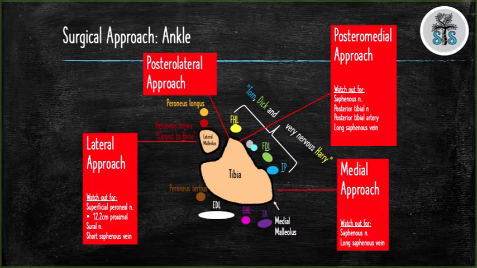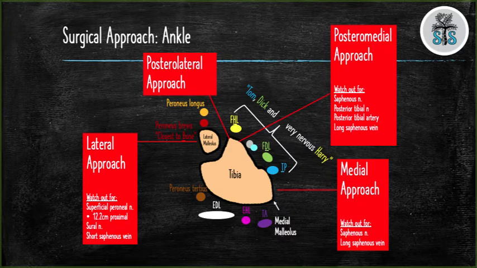The sural nerve is at risk posteriorly. The superficial peroneal nerve is anterior to your surgical dissection or in line with your surgical plane. The posterior medial approach has the surgical dissection between the flexor hallucis longus and the flexor digitorum longus. You need to be aware of the neurovascular structures in this area.